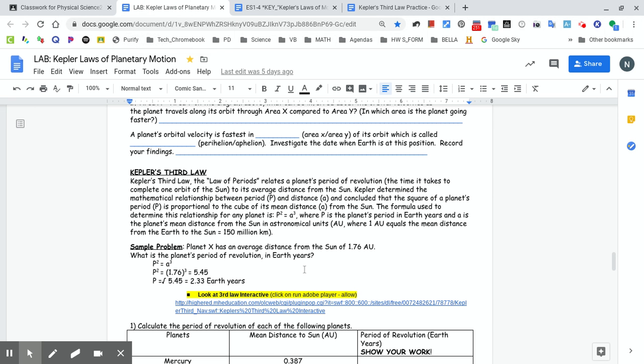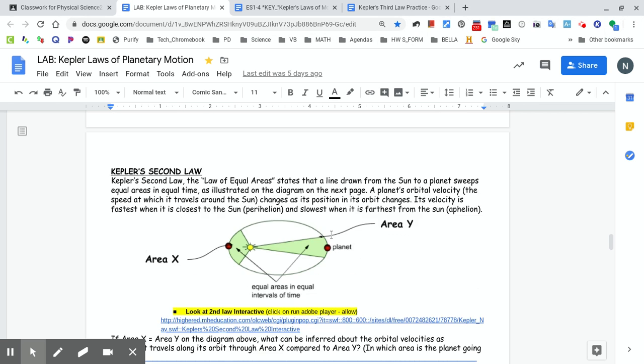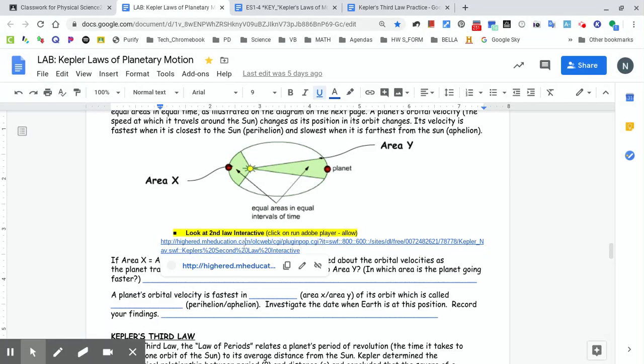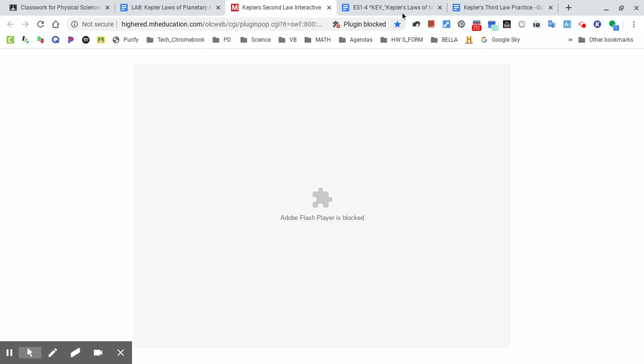So we can look at the interactive if you haven't already done so on the lab. That's why I wanted you to do that ahead of time so you can understand it. Let's see if this loads here. Just in case if you have not loaded it here.